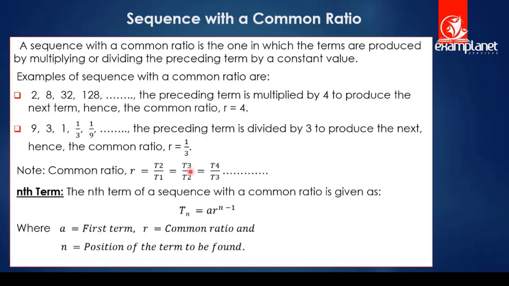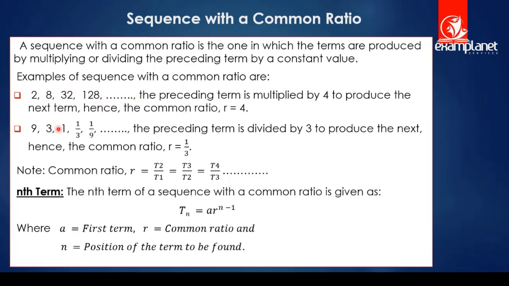Now we have sequences with a common ratio. A sequence with a common ratio is one in which the terms are produced by multiplying or dividing the preceding term by a constant value. If we produce our terms by simply multiplying or dividing by a constant value, we have a sequence with a common ratio. For example, here we have 2, 8, 32, 128, and so on.